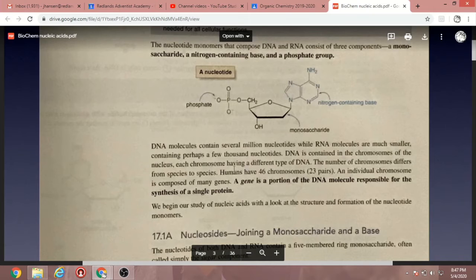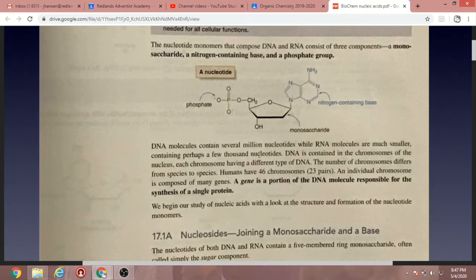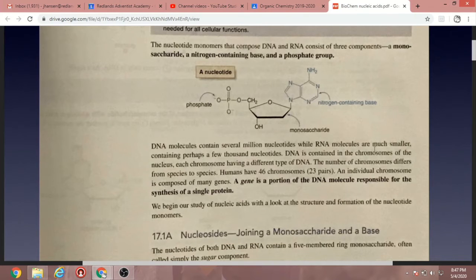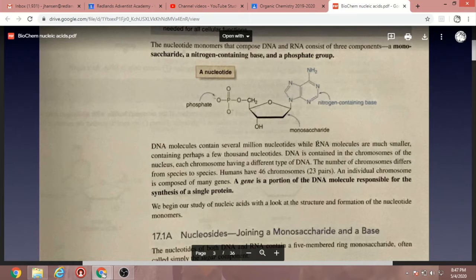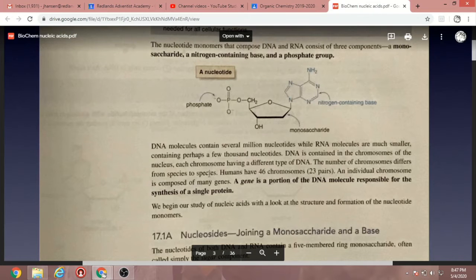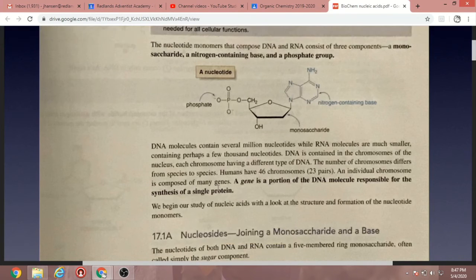Okay, DNA molecules contain several million of these nucleotides joined together, while RNA is a little bit shorter, and they'll only have perhaps a few thousand nucleotides. That's still a lot. But it's nothing compared to several million. DNA is, again, found in your chromosomes inside the nucleus of your cell, and each chromosome is going to have a different type of DNA.